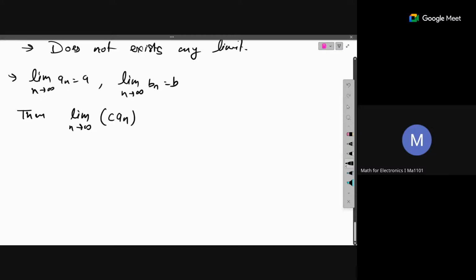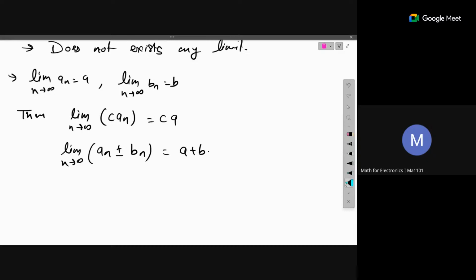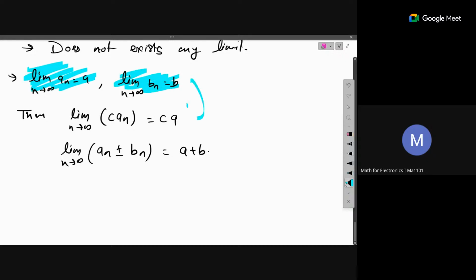That means limit n goes to infinity, c an is nothing but c a. And limit n goes to infinity of their summation or subtraction, whatever you take, is simply a plus b. But here assume that first this thing is happening. If this is not happening, we cannot conclude that.